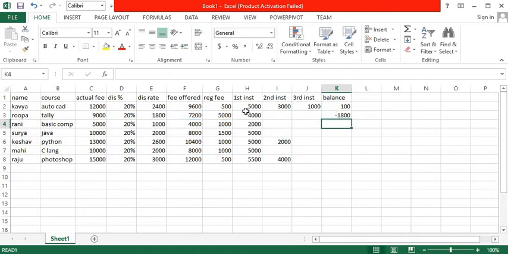Though there is no money in third installment, I'll have to specify that also. In the same way, you can see the same formula is applied for the below one. This is all about monthly statement.